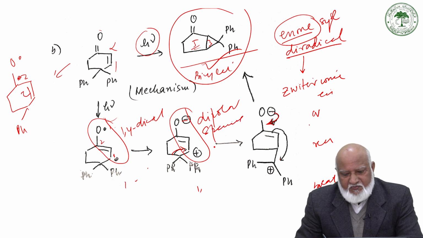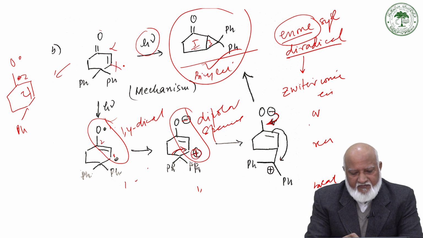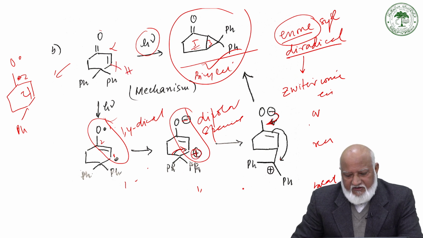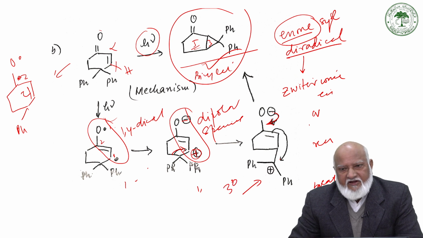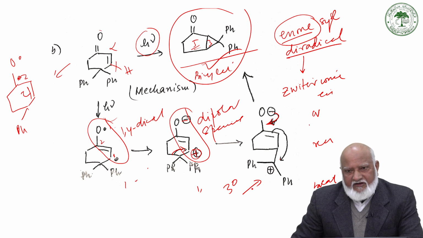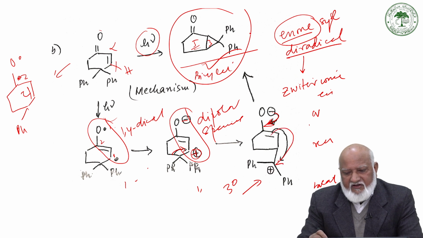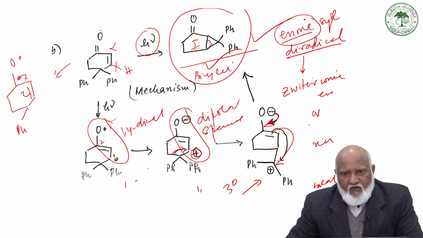or a zwitterionic species, with a positive charge on the secondary carbon. This is converted to a more stable tertiary carbocation. So this carbocation is converted to a more stable carbocation through ring bond contraction, to a 6-membered ring. So this rearrangement takes place, and then O minus comes back, and then the attack of the double bond gives this product.